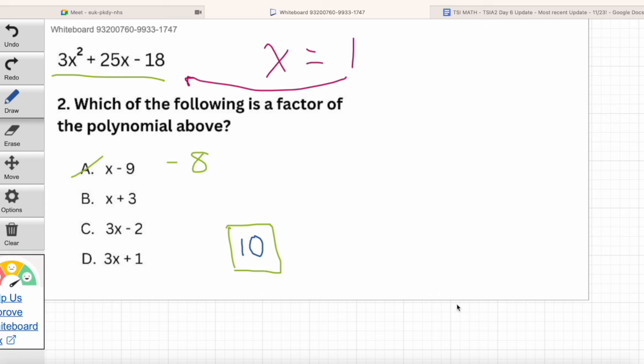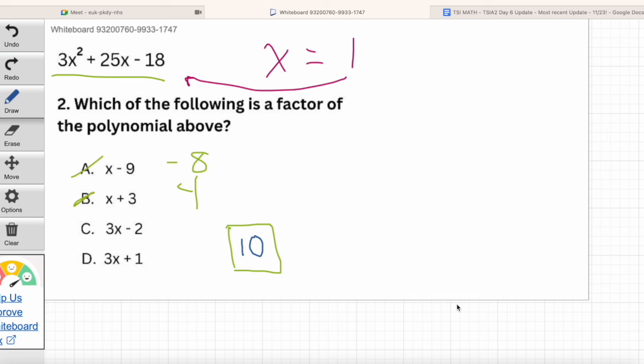Does that make sense so far? Yes. Because you can't multiply negative 8 by some whole number and get 10. It's just not going to happen. All right, so A is gone. What about answer choice B? What do we get? Positive 4. Is that a factor of 10? No. You can't multiply 4 times some whole number and get 10. It's not a factor. So B is gone as well. Ooh, this is working out well.